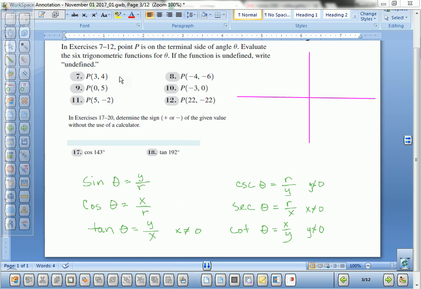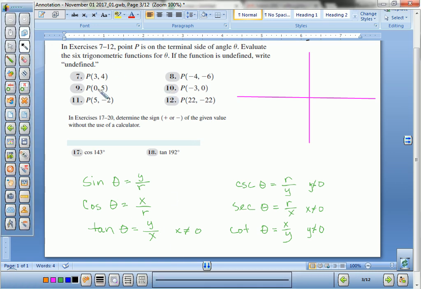Okay, so here we go. We're talking about some special situations like in number 9 and in number 10. So number 9, our point is (0, 5). So that would lie on the y-axis up here. All right? So we know our x is 0. We know our y is 5.